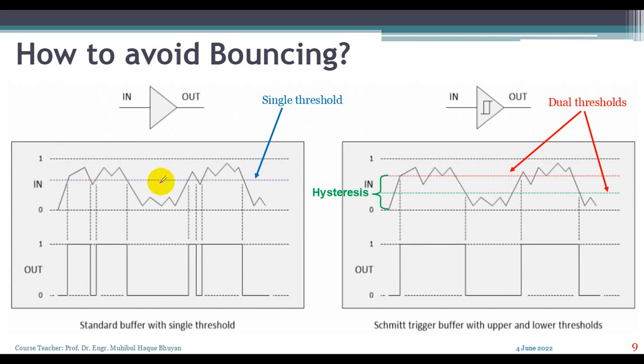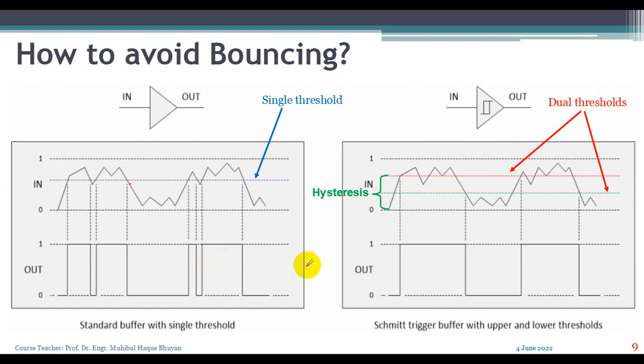In this case, you see the signal going above the single threshold, it is 1. Signal coming below the threshold, it is 0. Again, signal going above the threshold, it is 1. Signal coming below the threshold, it is 0. Below the threshold, 0, and above the threshold, 1. So what is happening? As you see, with a single threshold, we are getting wrong output. Multiple transition effect. Not good.